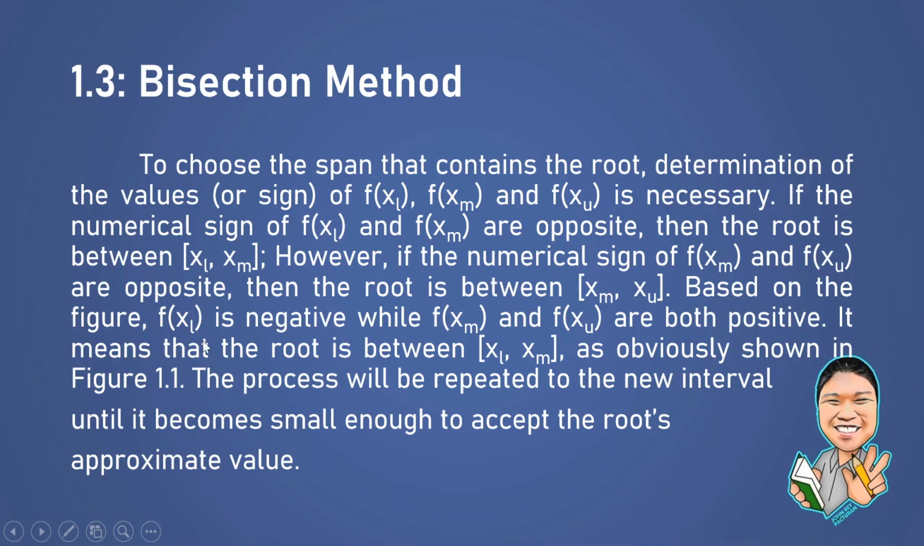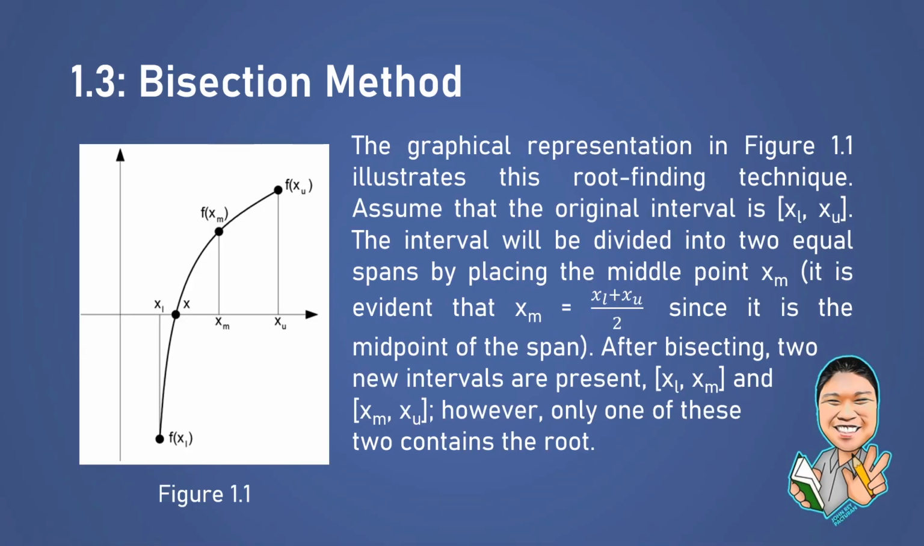Based on the figure 1.1, f of xL is negative, while f of xM and f of xU are both positive. It means na yung root is between xL and xM as obviously shown in figure 1.1. So the process will be repeated to the new interval until it is small enough to accept the root's approximate value. So explain ko lang yung binasa ko going back to the previous slide.